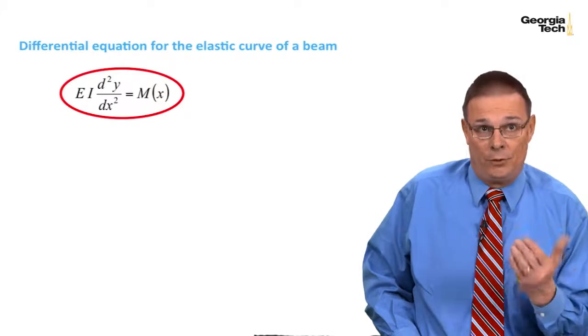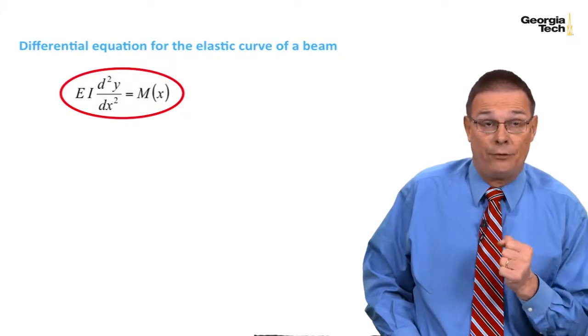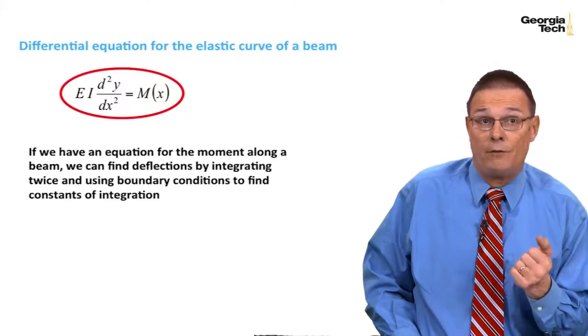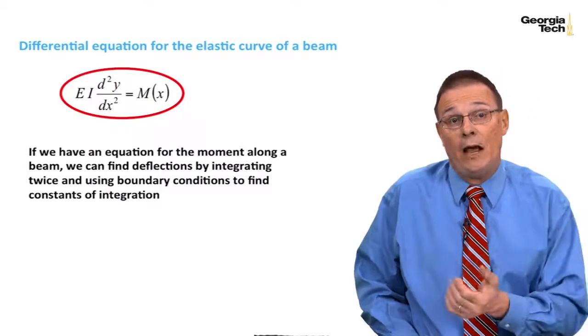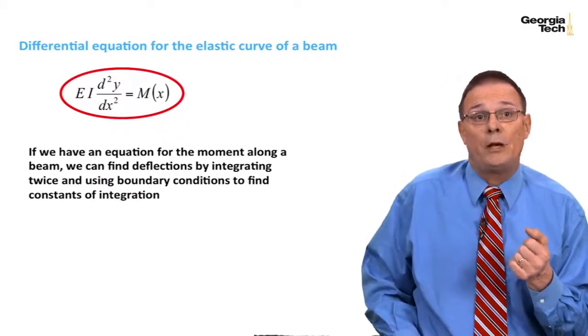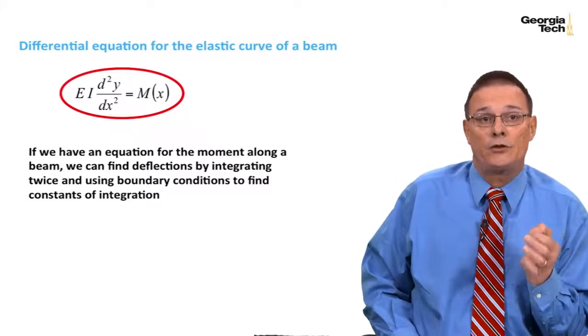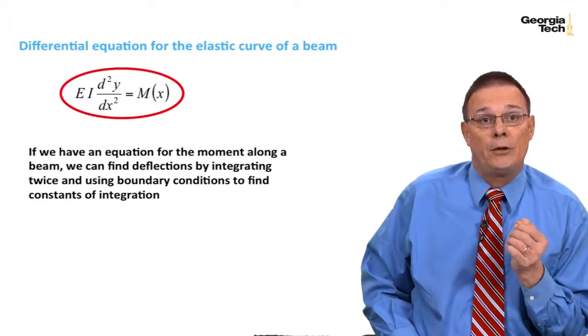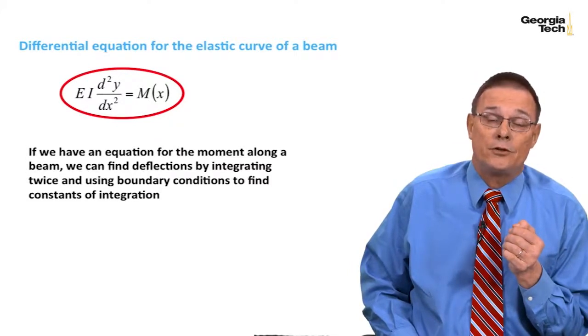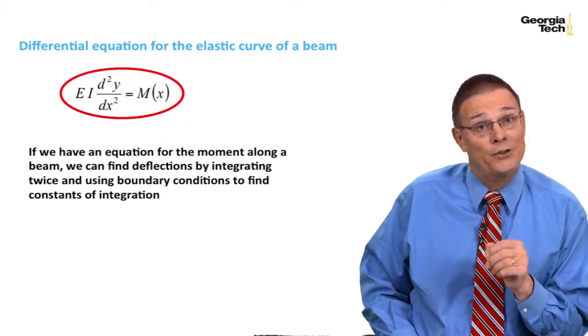Previously we came up with a differential equation for the elastic curve of a beam, and we said that if we now have an equation for the moment along the beam, we can find the deflection by integrating this equation twice and using boundary conditions to find the constants of integration. And that's what we're going to do in this module.